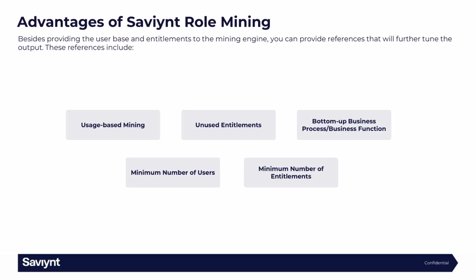Unused entitlements. In some cases, application owners want to mine on entitlements that are not used and map those entitlements to an ancillary role that is requestable and do not associate these unused entitlements with other roles.